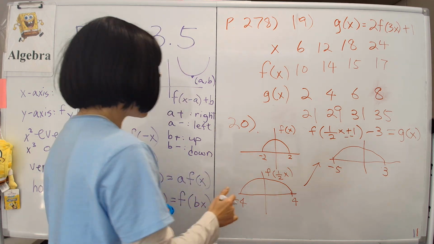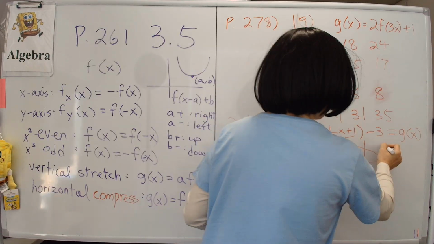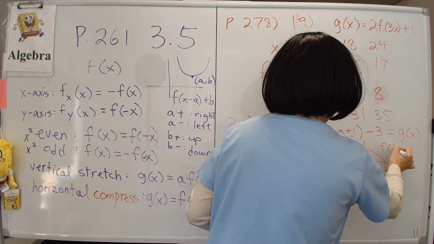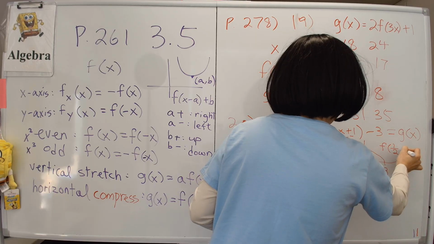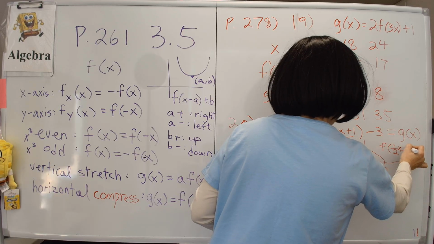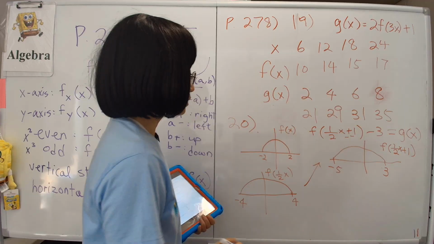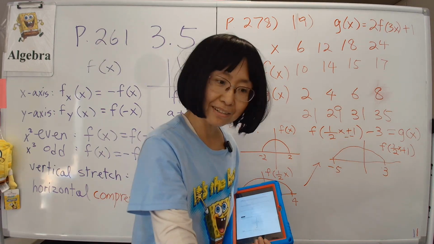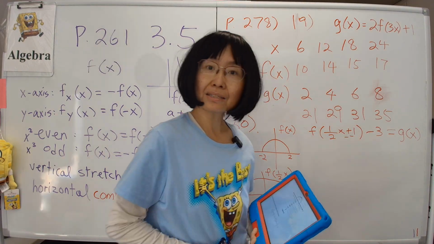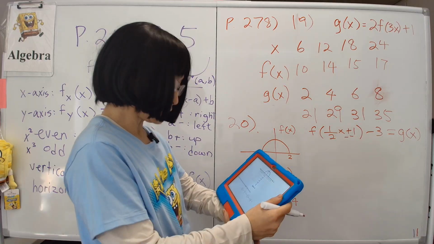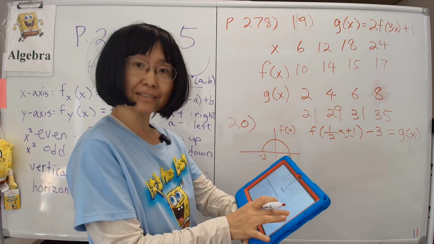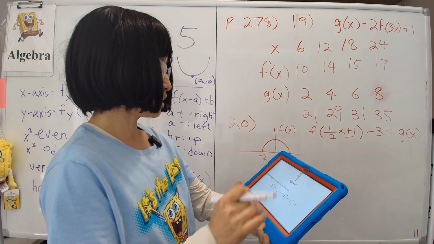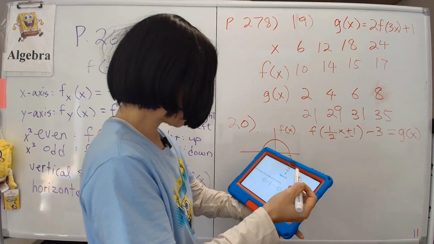So this part, I have now got f of 1/2 x plus 1. And then the next step, let me check to make sure I got it right. Actually, I think I'm missing some details. It's better to just stick with what the book says and do this instead, and not worry about anything.